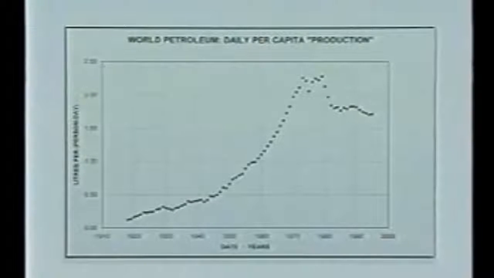Now notice that the peak occurred in the 1970s, and it's been going downhill, and in the 1970s it was a little over 2 liters a person a day, and now it's down to about 1.7 liters per person each day. So we can say with confidence that any day that any one of us uses more than 1.7 liters of petroleum, directly or indirectly, we're using more than our share. Now, what's the average consumption in the United States? And the answer is it's up around 8 liters a person a day. So think about the inequity that's represented there.